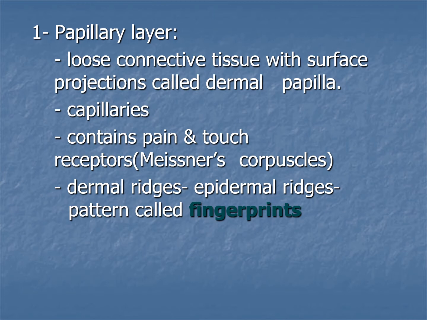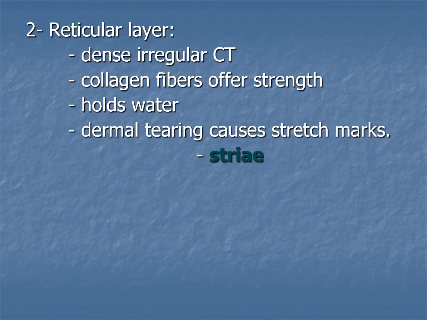It has a lot of clinical relevance. Reticular layer has connective tissue, and collagen fibers impart strength to the skin. It also is a reservoir of water because of the blood vessels and connective tissue, and the loss of elastic or reticular fibers leads to stretch marks on the skin, which are called striae distensae.